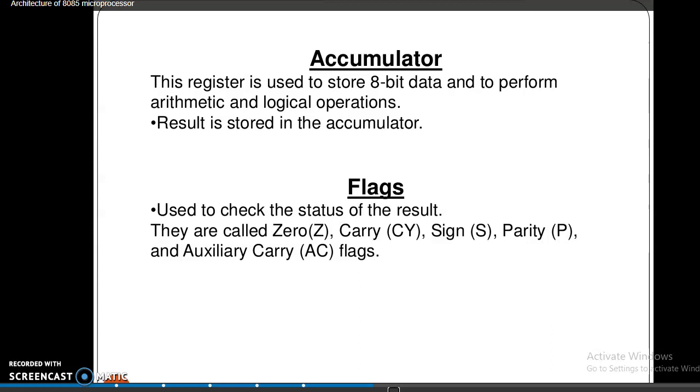In 8085 there are 6 flags over here. The first one is zero flag, shortly called as Z, carry flag, CY, sign flag, parity, and auxiliary carry flags. We will see in detail in my next video.